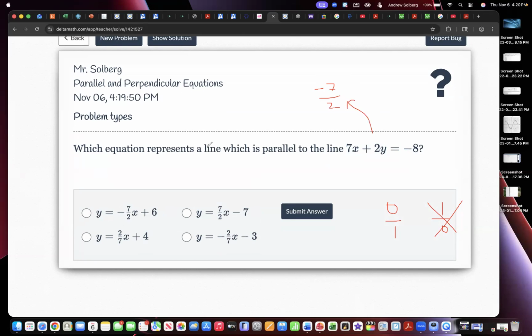Okay, so this one wants a line that's parallel. We need a line with the same -7/2. If I look at all my options, this one has the slope of -7/2. Remember, the b could be anything. I could start anywhere, but as long as they're the same slope, these will be parallel.